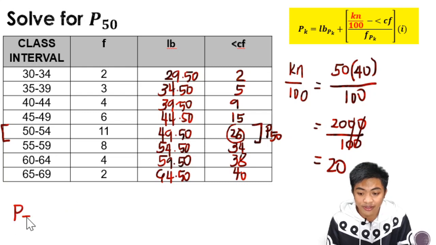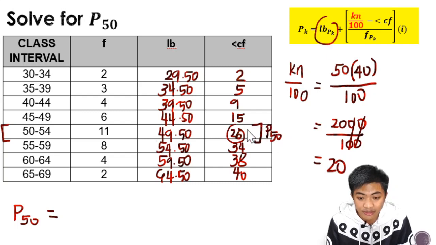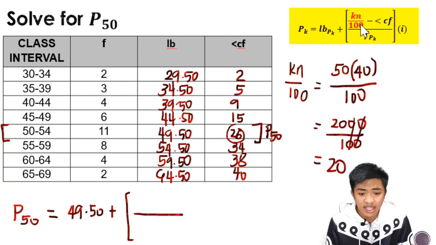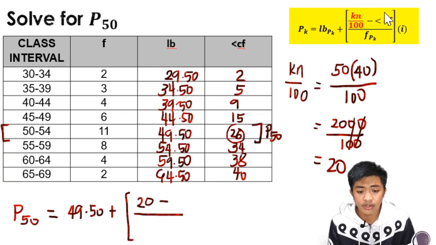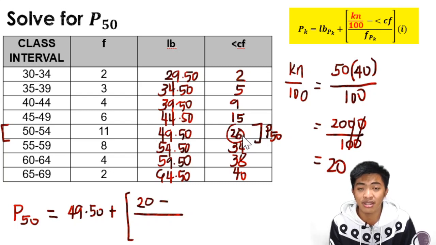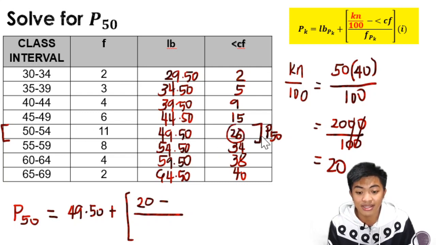After determining the class where the 50th percentile is located, well, actually pwede na tayong mag-substitute sa ating formula. So P sub 50 is equal to the lower boundary of the 50th percentile. So nandito ang ating 50th percentile. Yung lower boundary is 49.50 plus. So nasolve na natin yung part na to, and ito is 20 minus. Okay, so for this one here, we are not going to substitute 26. What we're going to substitute is the cumulative frequency of the lower class preceding the class that contains the 50th percentile.